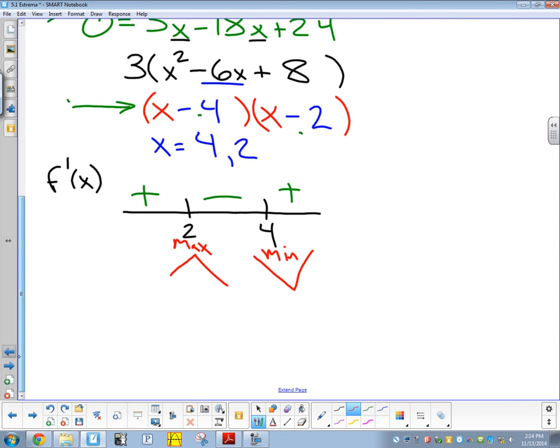Okay? So we would want to find out what F of 2 is and what F of 4 is. Okay, and when I find those, those would be the maximum values and the minimum values. Okay, let's not type that in.